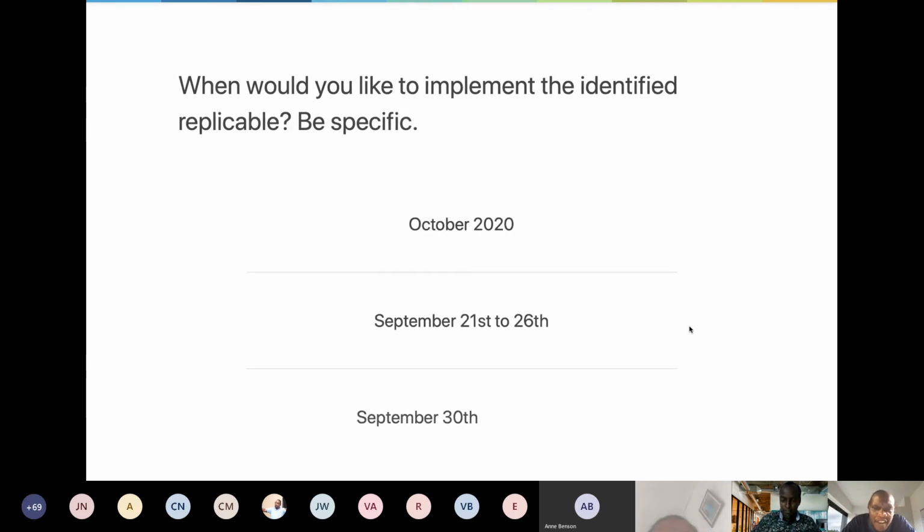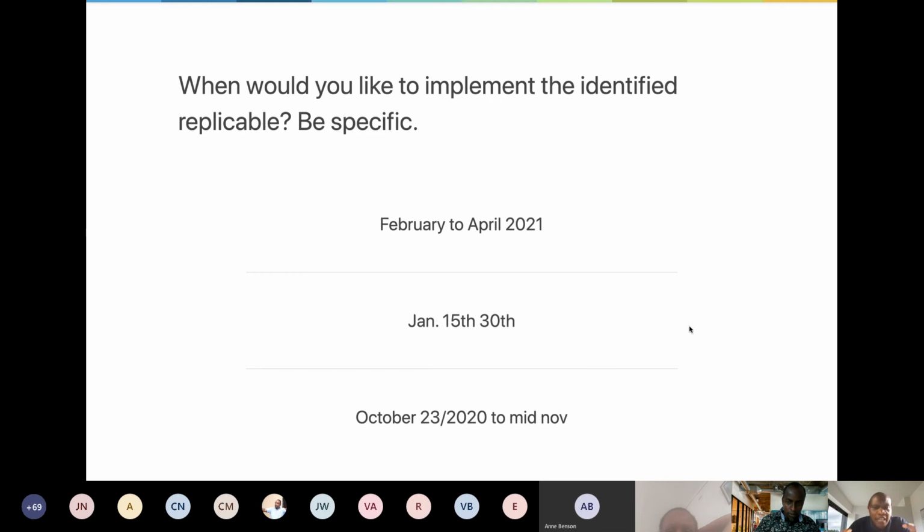Yes, September 21st to 26th. We want that specificity. That is the kind of specification we need. That's a good window to try something new, and because you have so many things you're going to try, this is just one of them.